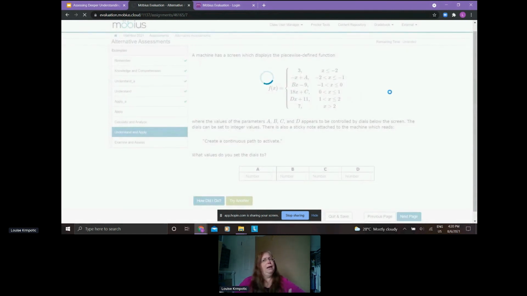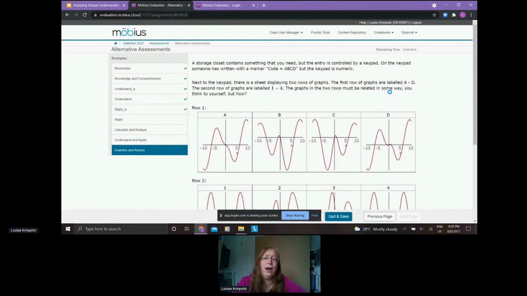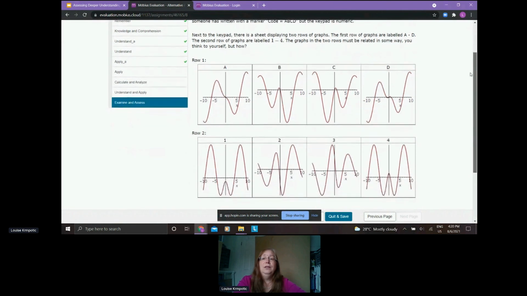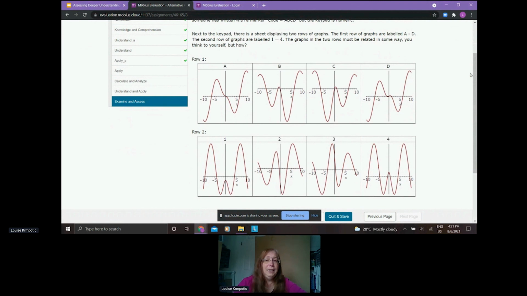And this last one is more on the examine and assess. So this question, it'll just take a minute because we have a number of graphs here, but this question really makes the student think about what it is that they're looking at. A storage closet contains something that you need, but the entry is controlled by a keypad. On the keypad, someone has written with a marker, code equals ABCD, but the keypad is actually numeric. Next to the keypad, there is a sheet showing these two rows of graphs. The first row of graphs are labeled A to D, and the second row are 1 to 4.